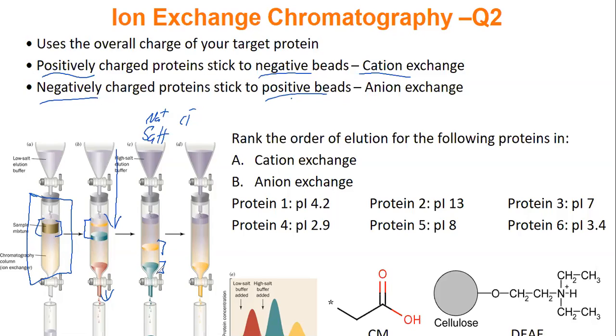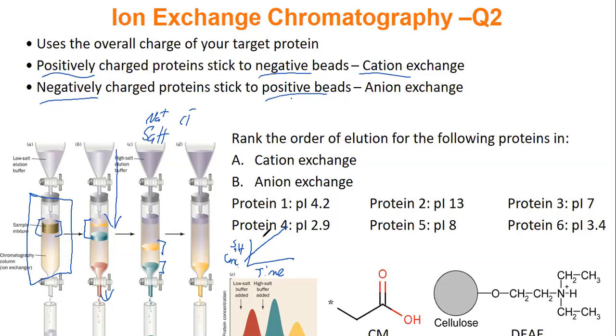Blue will be kicked off by a lower concentration of salt than yellow. So what you do, I know this image is cut off, but this is salt concentration. This is time. You gradually increase the salt concentration over time, and different proteins will elute under different salt conditions.